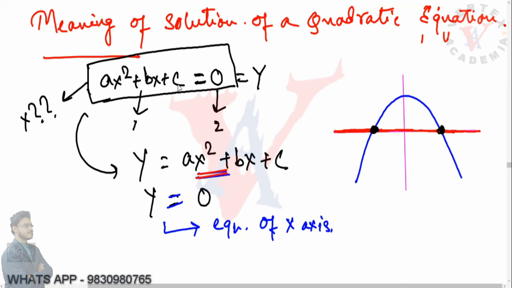So basically a quadratic equation means what? These are actually two expressions. The first expression is ax square plus bx plus c, the second expression is 0. They both have the same magnitude since they have an equal sign. So let us take that the same magnitude is y. So from here we can say y is ax square plus bx plus c and also y equals 0.